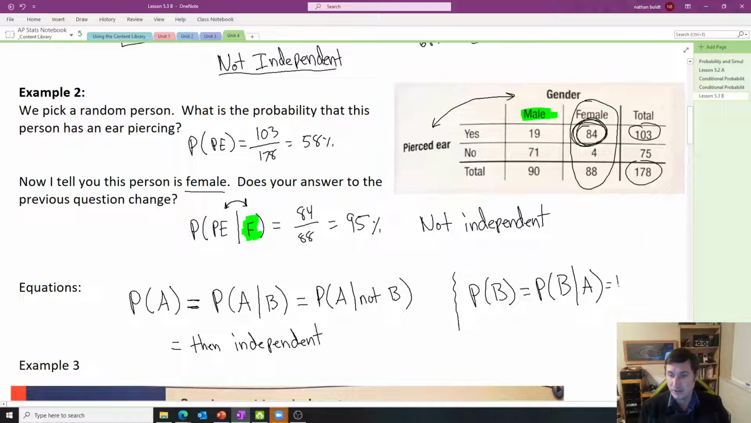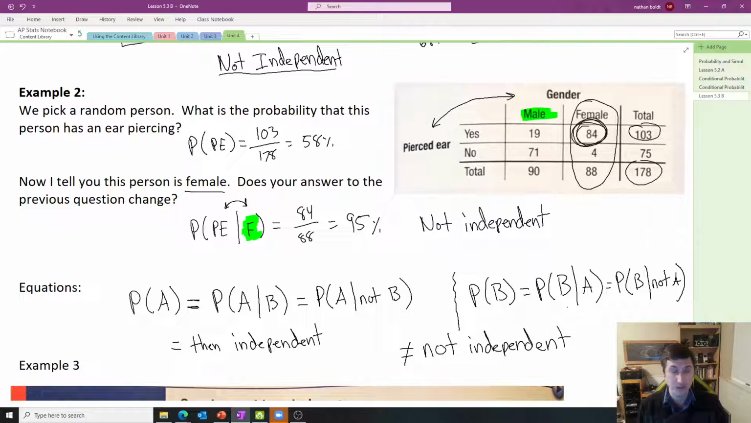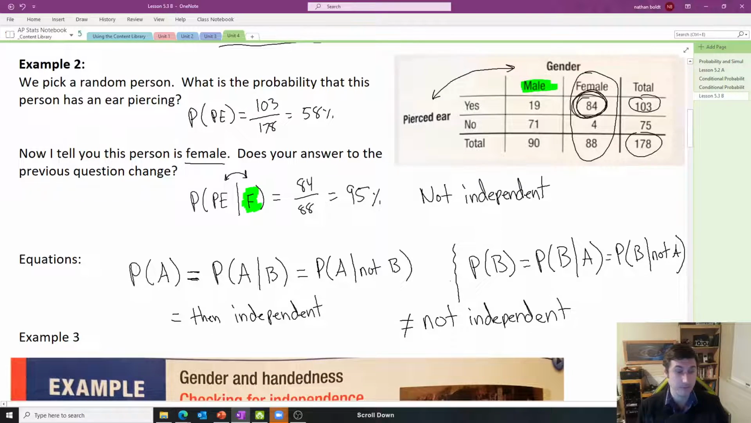And then similarly, you can flip-flop which one is the given, or sorry, you can give the not equivalent. B given not A. That is also perfectly fine. So again, remember, if all these probabilities are equal, then the two variables are independent. If they are not equal, then they are not independent. It means there is some association of some kind between them. We can't say one causes the other, certainly not, but there is some kind of association going on.